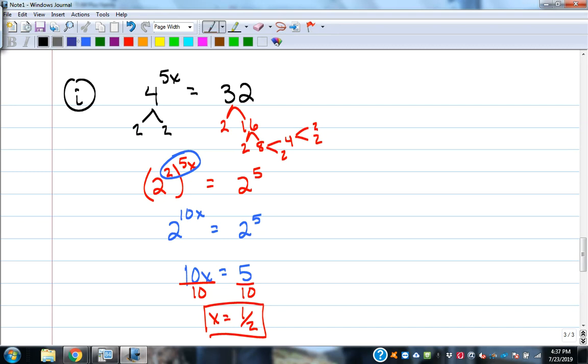All right, so there's an instance where we had to change both sides and get the bases the same. We didn't change its value, we just changed the way it's looking to try to get it to work out for us.